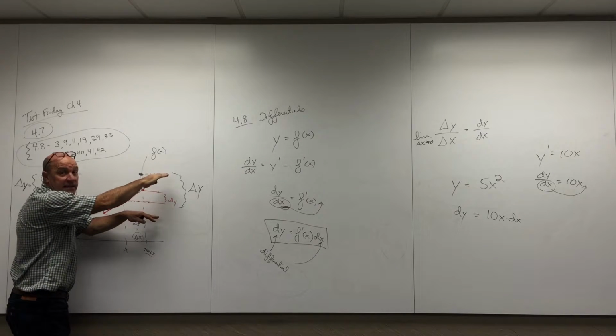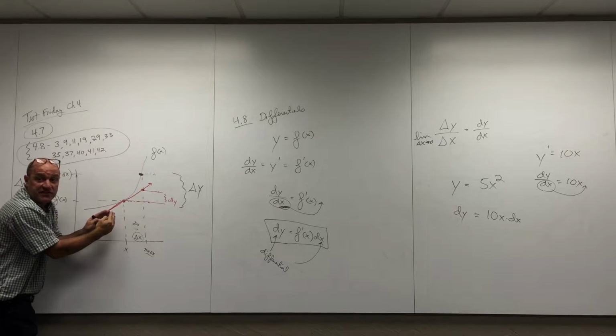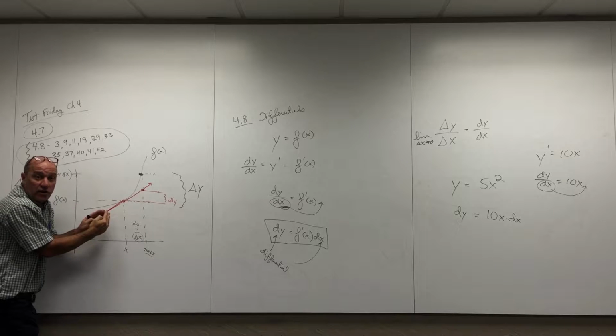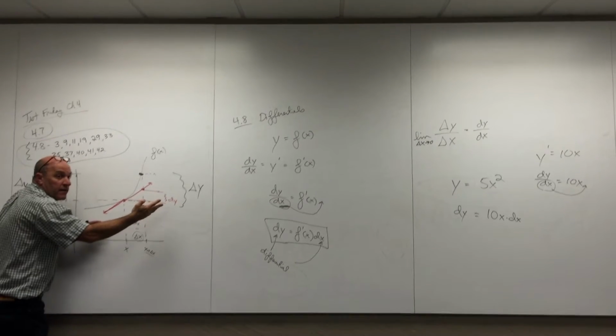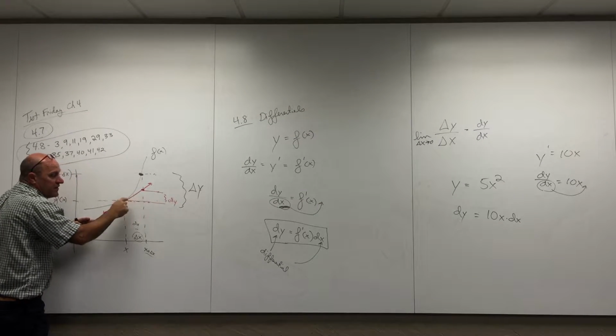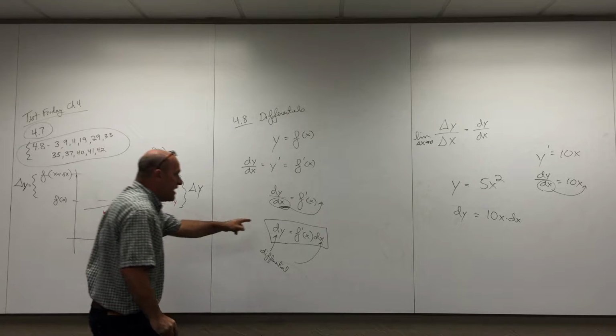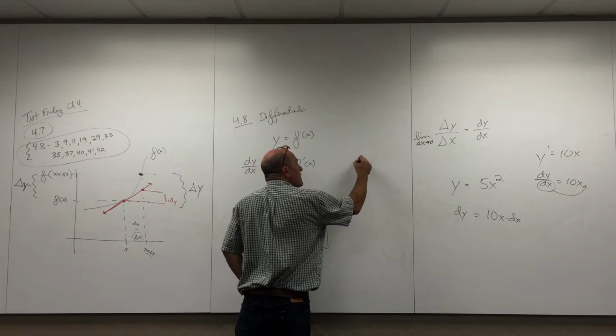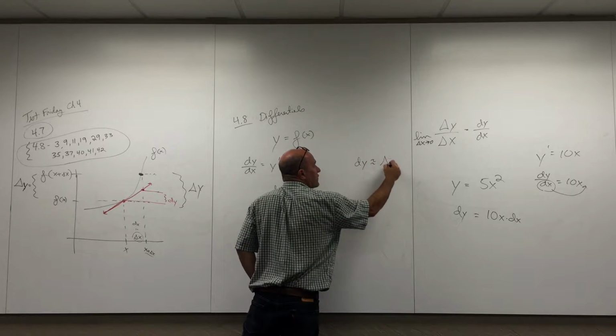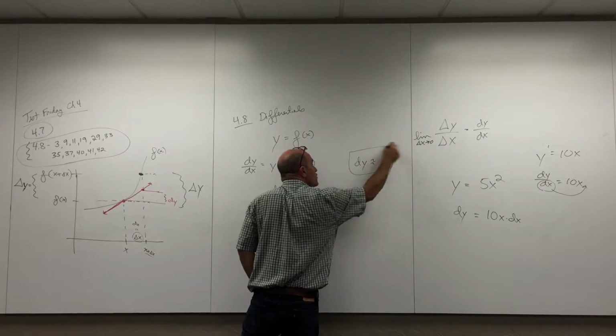No, and they're not the same. But for very small changes in x, they're closer and closer to being the same. The tangent line is a good approximation for the function. Therefore, they say that dy is a close approximation for delta y. And then we use that idea.